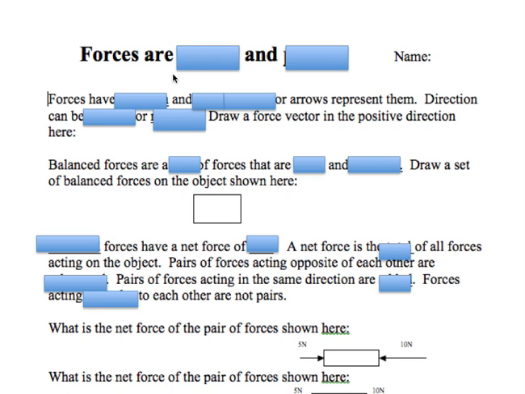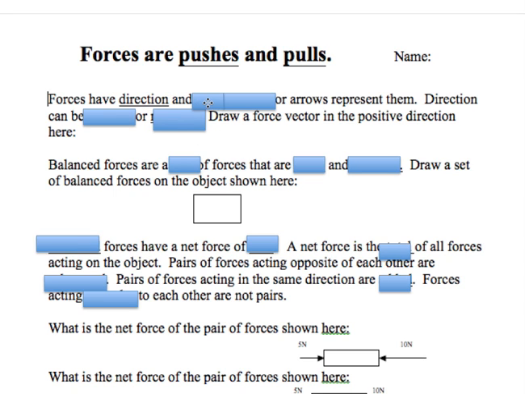Forces are blank and blank, and as I go through and release, delete the colored things, you write in anything I draw. You draw, bring them for a stamp tomorrow. So forces are pushes and pulls. Anything that's pushing on an object or pulling on an object is a force.